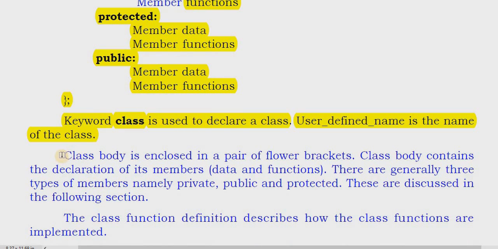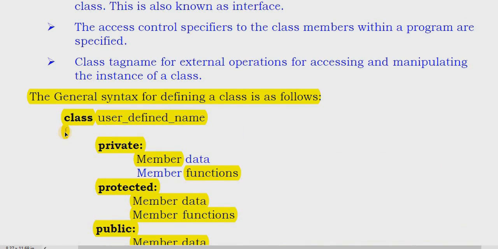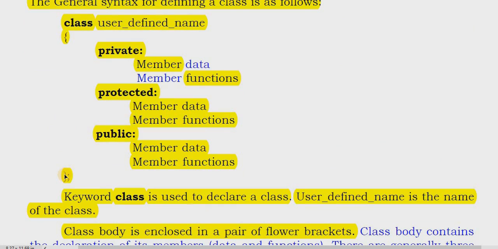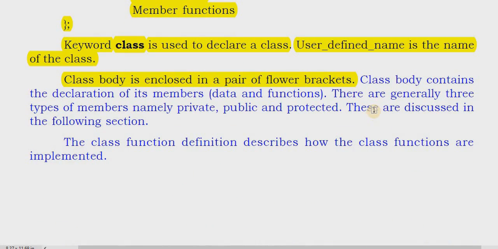Then class body enclosed in a pair of flower brackets means class का body, ये starting flower bracket and closing flower bracket. So इसका between में class का body होता है. And what is there inside body, means body में क्या रहता है? So class body contains declaration of members, variables and functions. So members are specified using access specifiers.